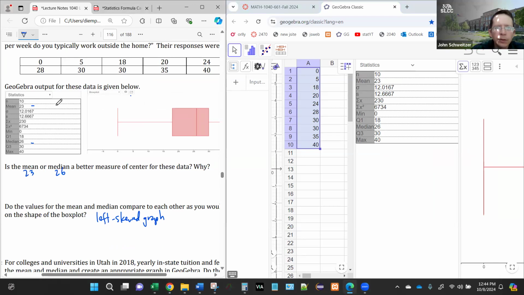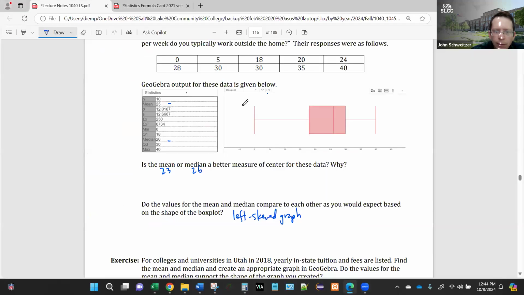Okay. Let's see here. Good. All right. Which one would be better? Probably the median. So I would say the median is a better measure because of the skew, the left skew.